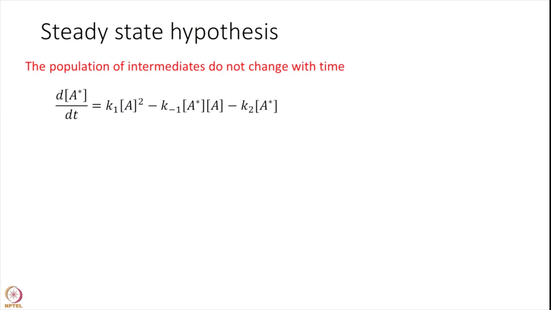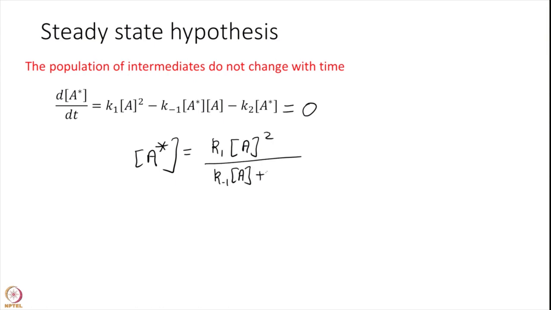So, I have written back the equation corresponding to dA star over dt that I derived 2 slides before. And what the steady state hypothesis says is this is equal to 0. So, I will just use this equation and simplify a little bit. I just find out what is the concentration of the intermediate here and eliminate it. So, this one you can verify is equal to, so, this is simple algebra, you can look at it and convince yourself this is true.